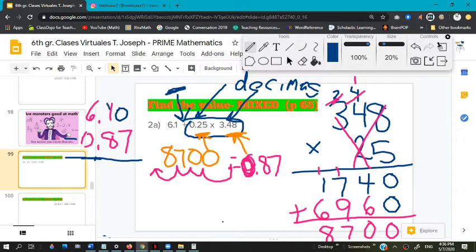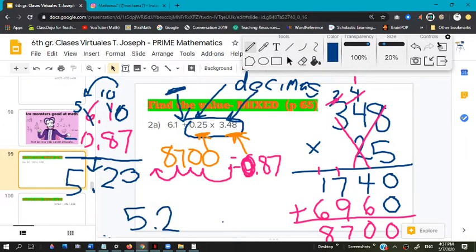0 minus 7 we cannot do, so we're just going to take that 10 and bring it over here. 10 minus 7 is 3. And come over here to my hundreds spot. Take away 100 and bring it over to my next column. So we have 10 minus 8, which equals 2. Bring down my decimal point. And 5 minus 0 is 5. So your final answer is 5.23. That's your final answer for letter A on page 65.